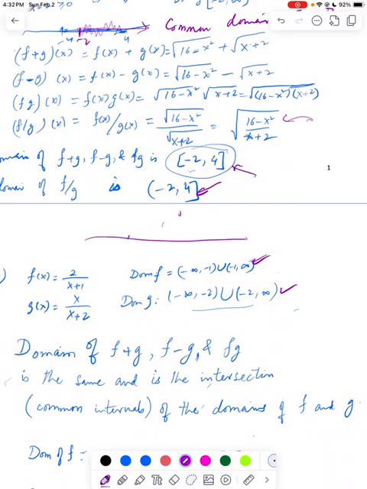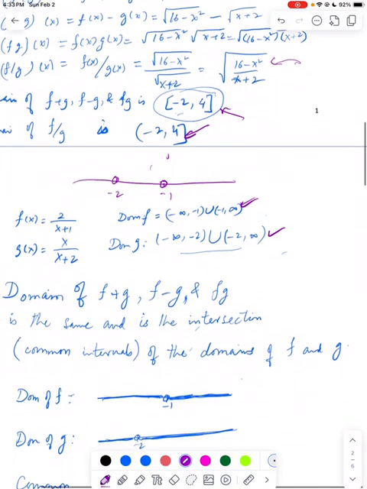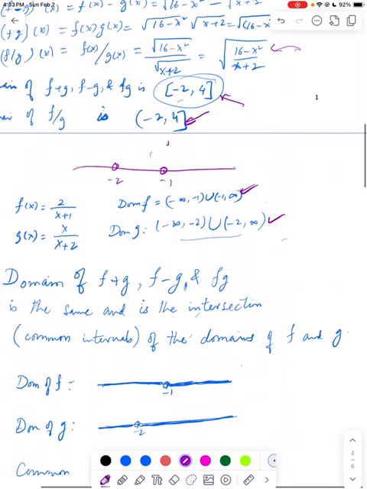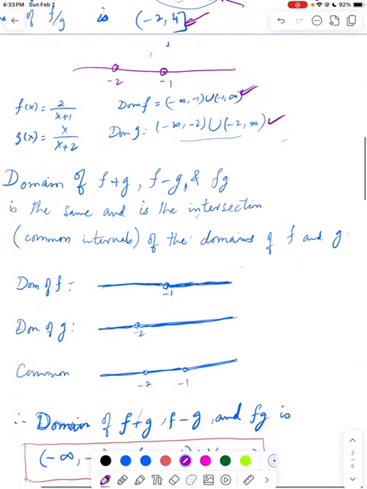Now, if you put them on the same number line, we have -2, and then we have -1. So both have to be thrown away. So we have circle, circle. The rest of the line, what is left, is -∞ to -2. Here I have done it here. So this is the domain of f, and this is the domain of g. So this is the first, and this is the second.